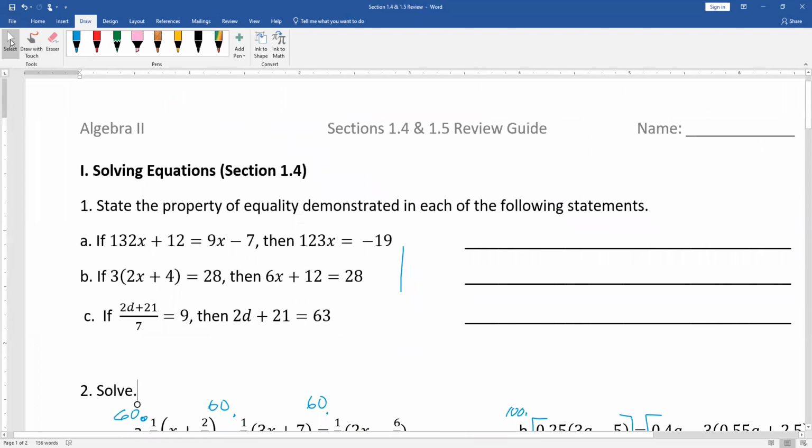Whenever you're asked to state the property of equality that is demonstrated by a statement, so here we have some statements. The first one says, if 132x plus 12 equals 9x minus 7, then 123x equals negative 19. So what property have we used to go from the first step to the second? And that is an example of the addition property of equality.